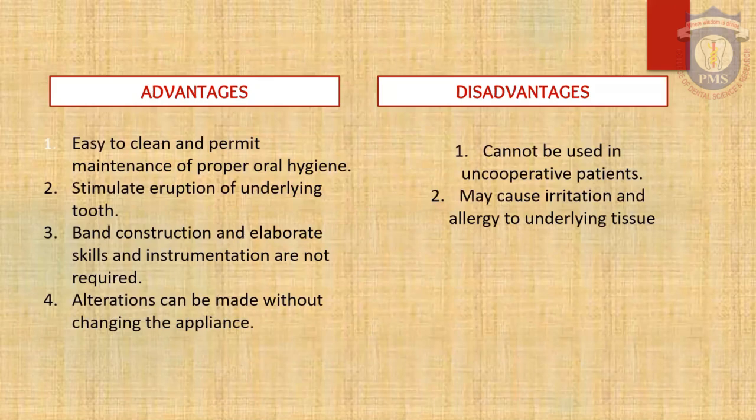Now we will see what the advantages and disadvantages are. The advantages include that it is easy to clean and permits maintenance of oral hygiene. Next, it will stimulate the underlying tissue and the eruption of the tooth is also stimulated. Next, band construction and elaborate skill are not needed, and instrumentation is not required in case of a removable appliance. And finally, alteration can be made without changing the appliance, which is also an advantage.